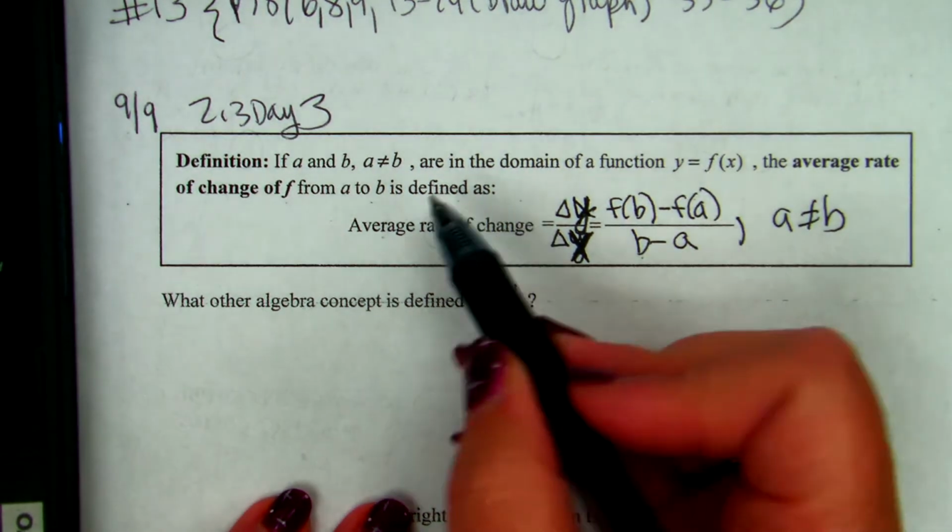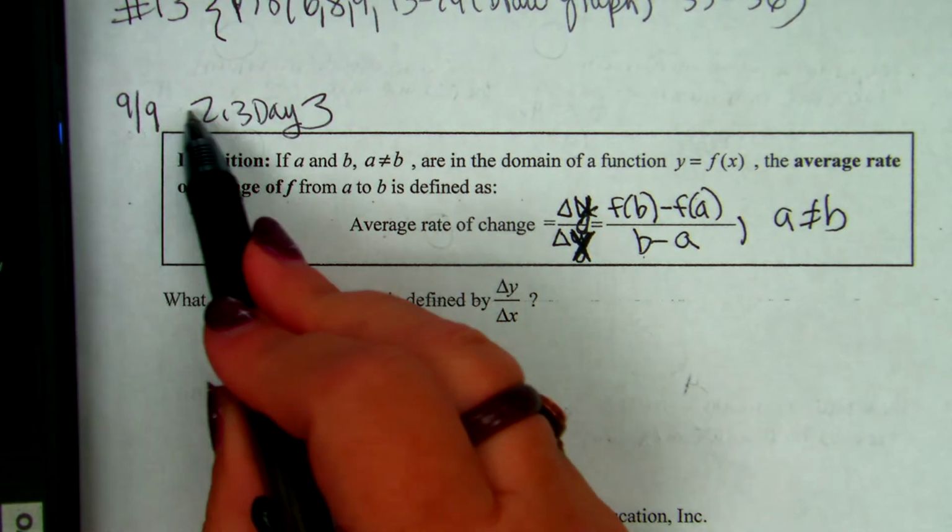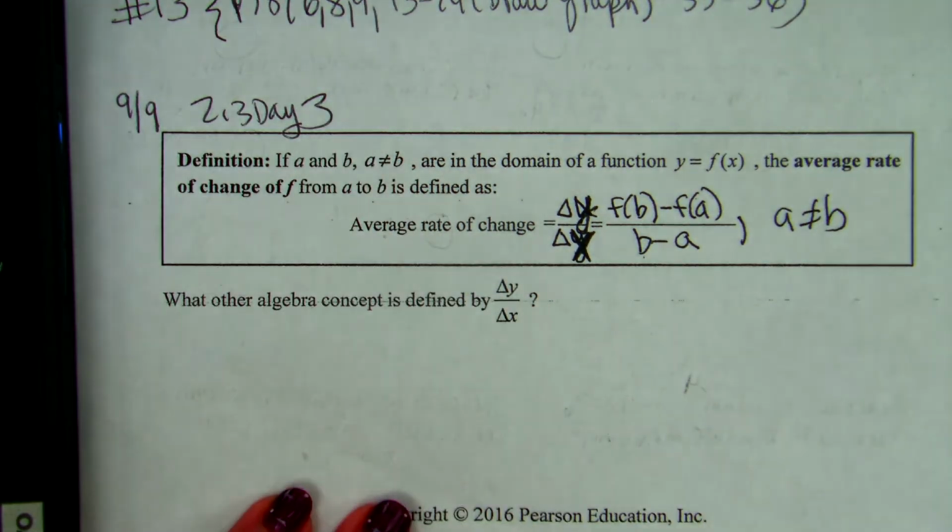Today is the 9th of September. This is the last part of section 2.3 that's going to be on your test on Wednesday.